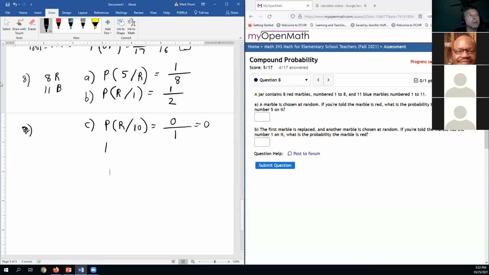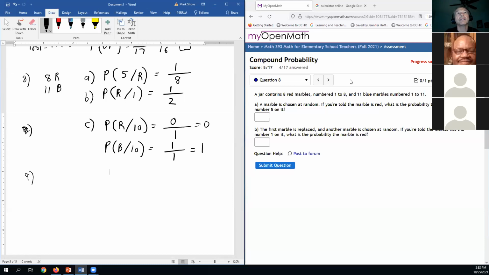If it says what's the probability it's blue, given it has a 10 on it, well, there's only one marble that has a 10 on it, and that marble is blue. There's only one marble that has a 10, and it is blue. That's 1 out of 1, or a 100% chance on that. That's a weird one that comes up. Okay, let's go on up to 9.